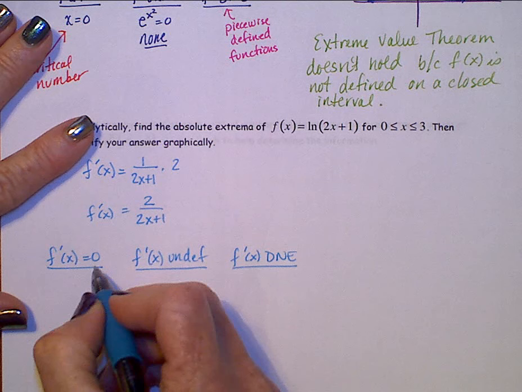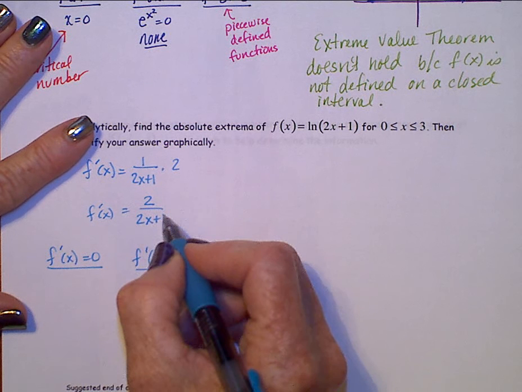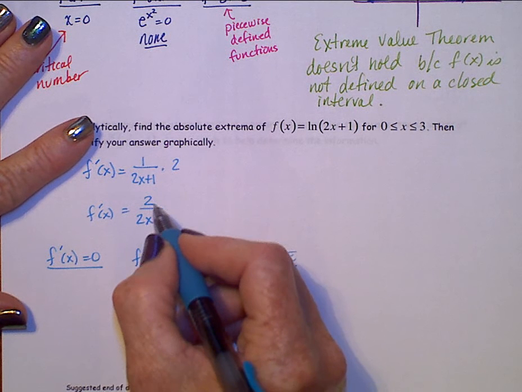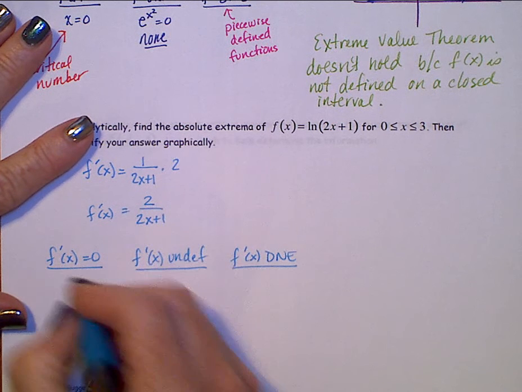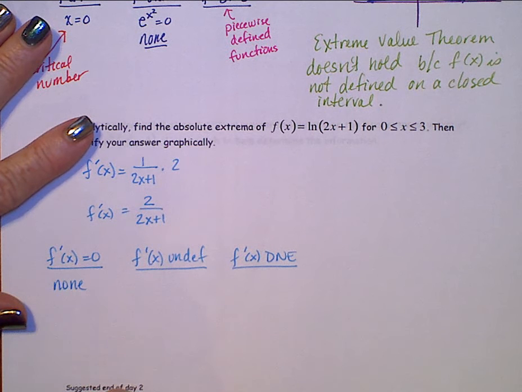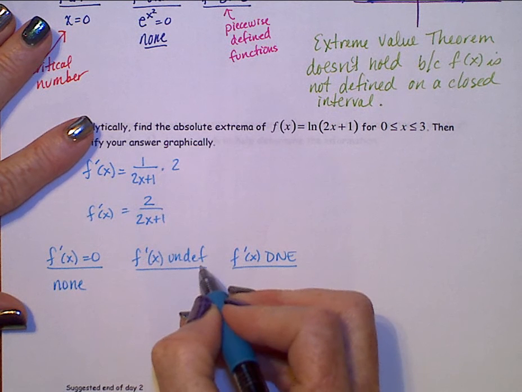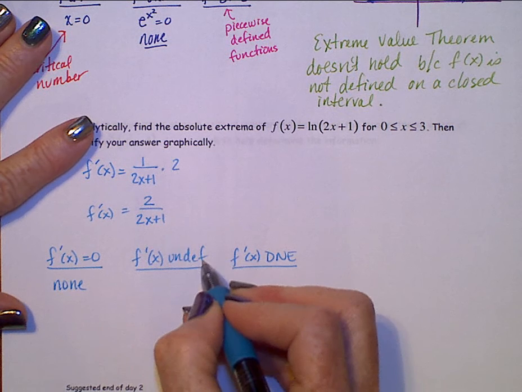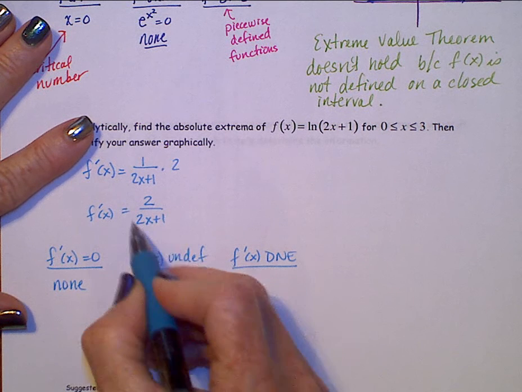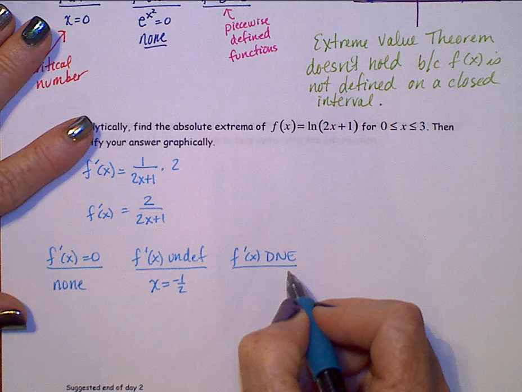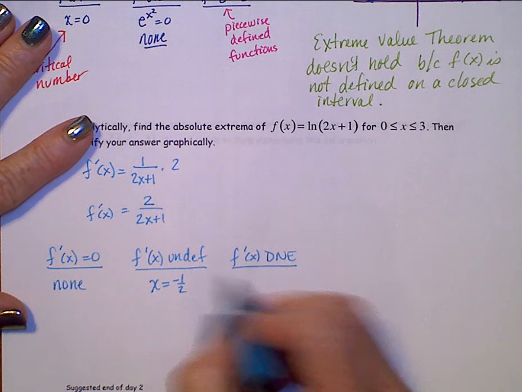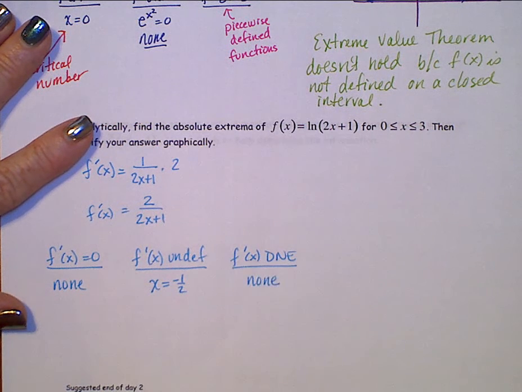All right, f prime equal to 0. When we have a fraction, the only way a fraction can equal 0 is if the numerator equals 0. Can that numerator ever equal 0? Nope, none this time. How about f prime undefined? Undefined is denominator equal to 0. Could this denominator ever equal 0? Yes, it can, at -1/2. Does not exist: you're going to see that in piecewise. This is not piecewise, so none here. Okay, here's our only critical number.